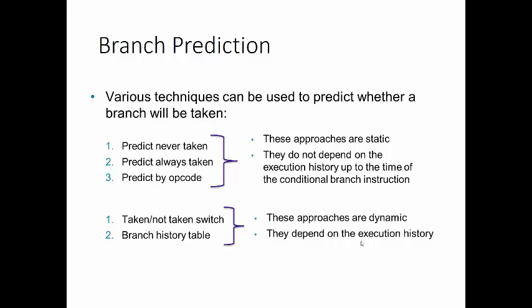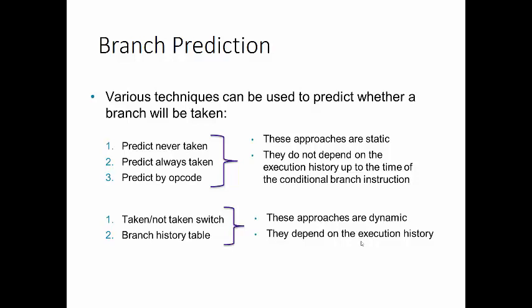And then a couple dynamic approaches are the taken, not taken switch and branch history table. And these basically attempt to improve the accuracy of prediction by recording the history of conditional branch instructions in the program. For example, one or more bits can be associated with each conditional branch instruction taken that reflect the most recent history of the instructions. These are referred to as the taken, not taken switch and direct the processor to make a particular decision the next time the instruction is encountered.